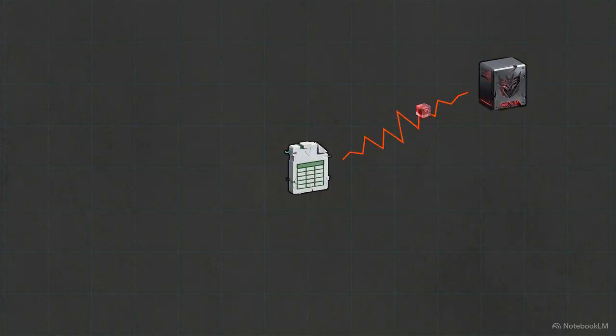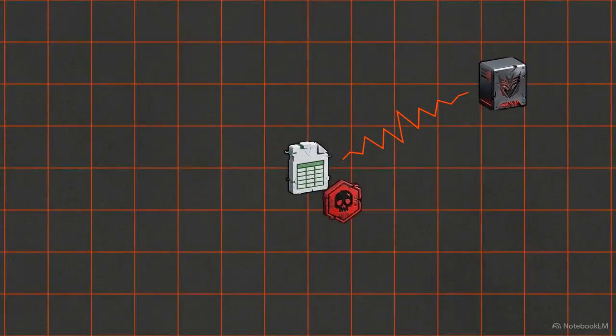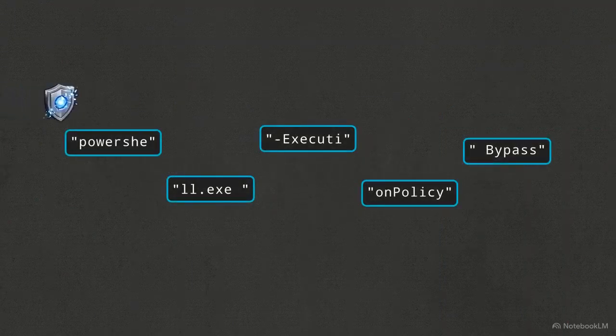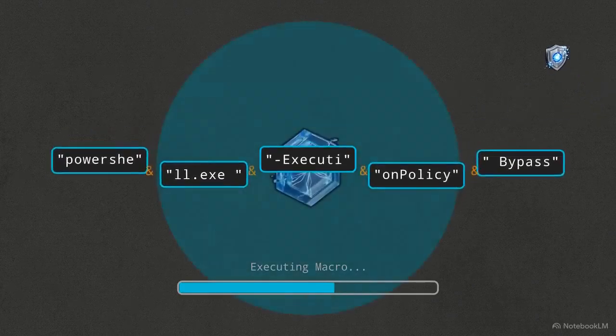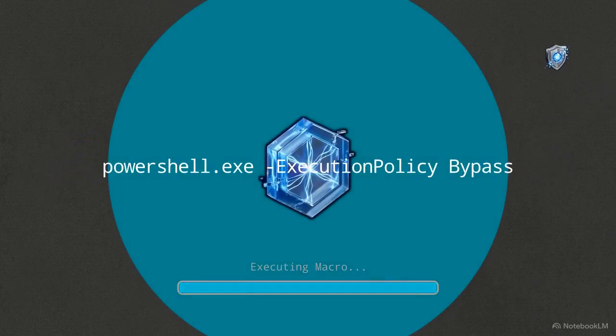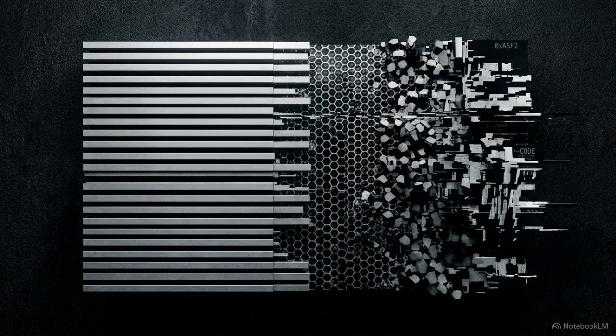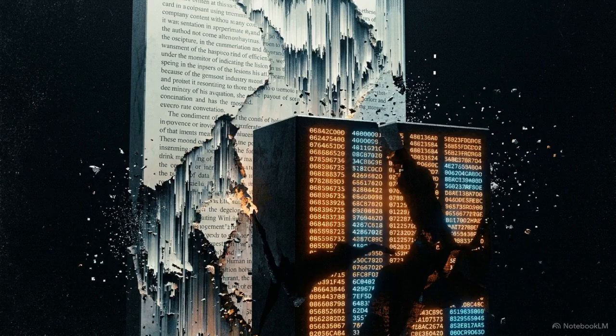VBA macros to initiate a network compromise. To evade signature-based antivirus, attackers use string concatenation, breaking up a suspicious command into harmless-looking fragments that are only joined together when the macro executes. Notice the contrast here between standard VBA script and this block of compiled hexadecimal P code. Attackers can strip away the human-readable source code entirely, leaving only the P code for the macro engine to execute.